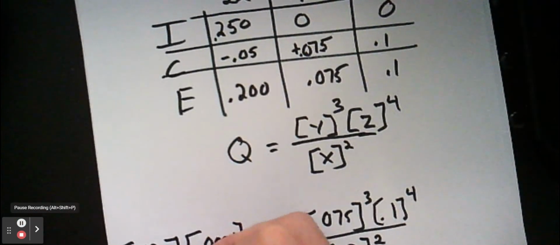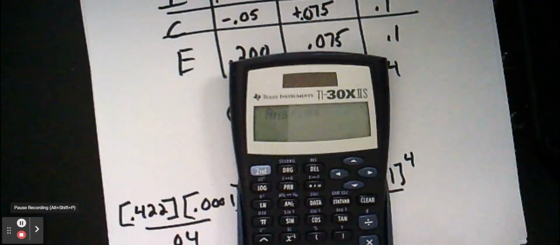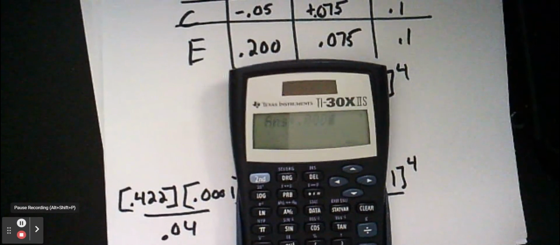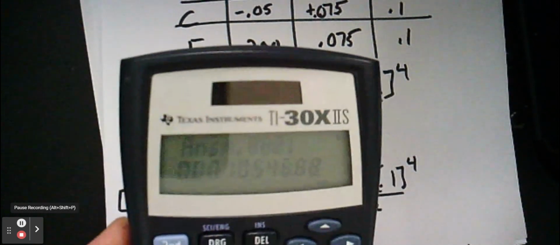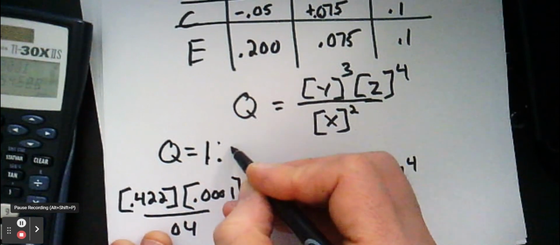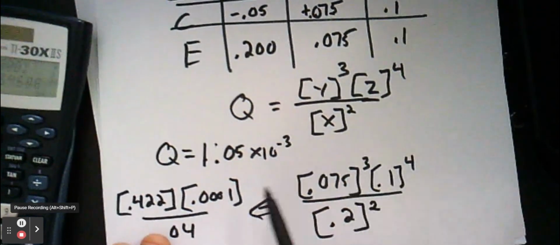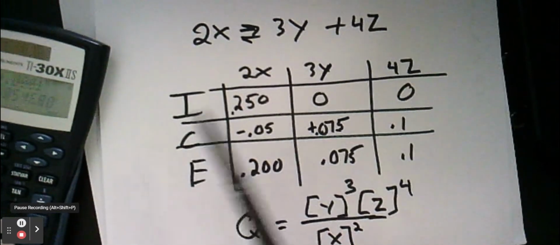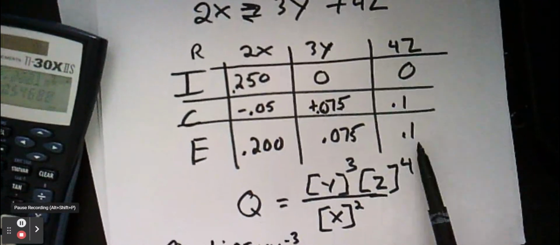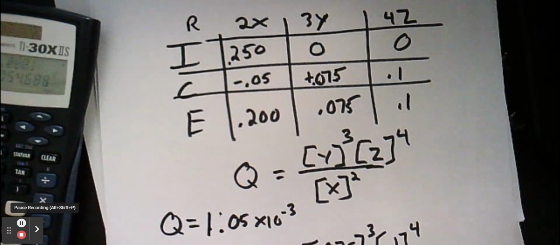All right, 0.422. Then I multiply these numbers and divide by that. Divide by 0.04 times 0.0001. There's Q. All right, so Q is equal to 1.05 times 10 to the negative third. All right, and the ICE table or RICE table, you would put the reaction there, allowed me to chart out my change in the concentrations, a way to show your work and make sure you're doing it correctly.